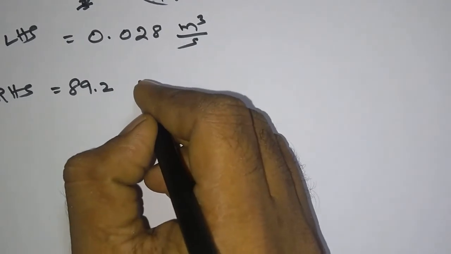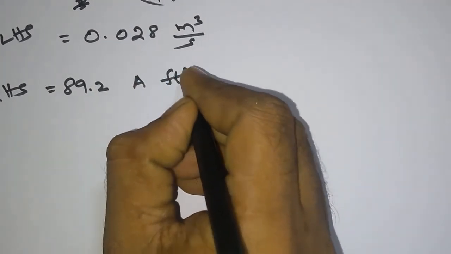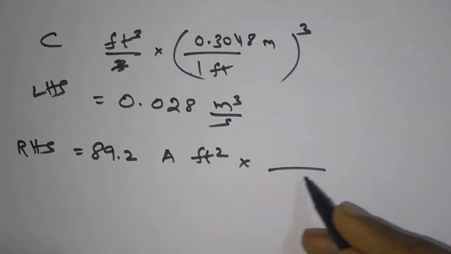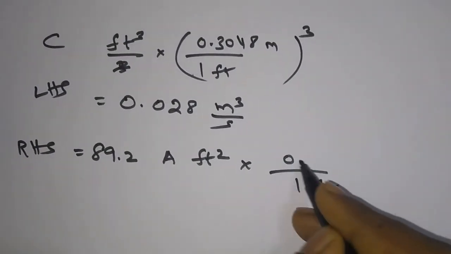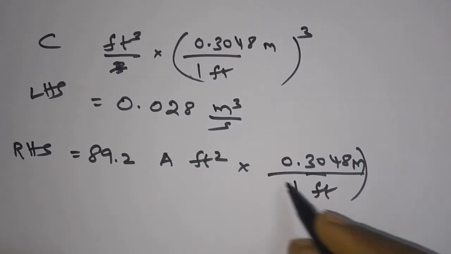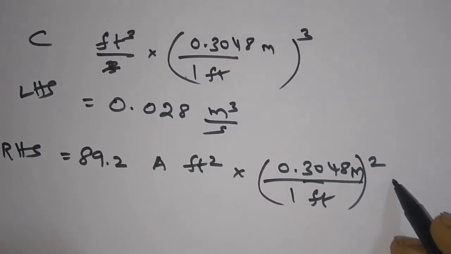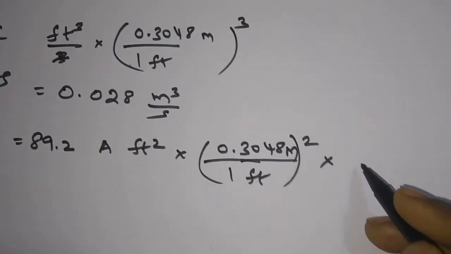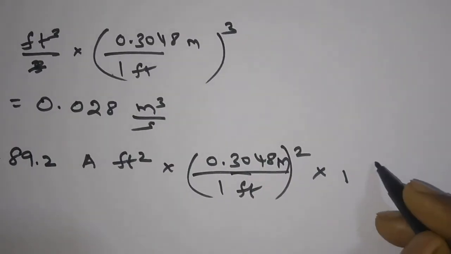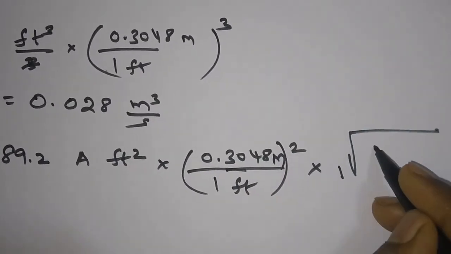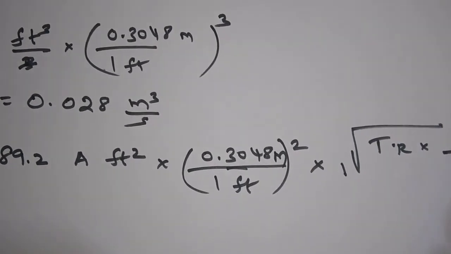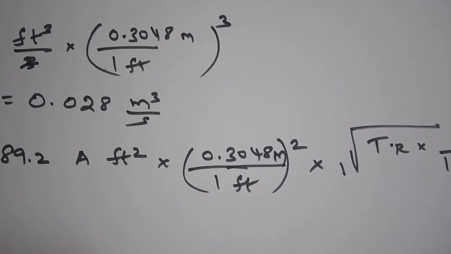Okay, similarly in the right hand side it is given 89.2, area is given in feet square. Okay, how to convert this feet square? Again, 1 feet is 0.3048 meters, which needs to be squared, multiplied by temperature is there, square root of T, right? So if I say square root of T, which is in degree Rankine, conversion factor is 1.8 degree Rankine.